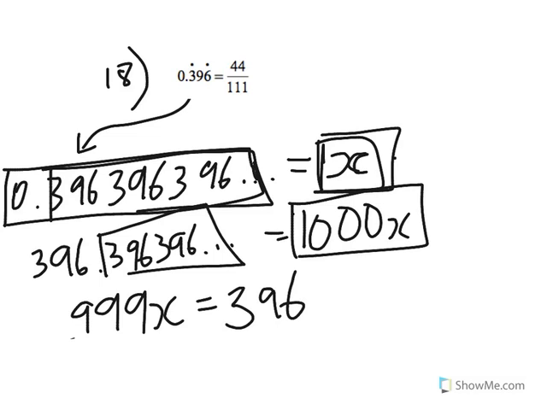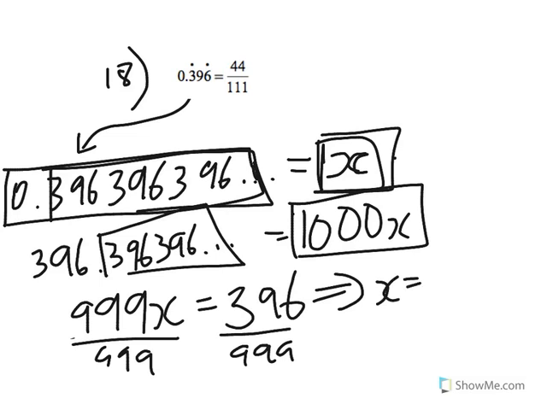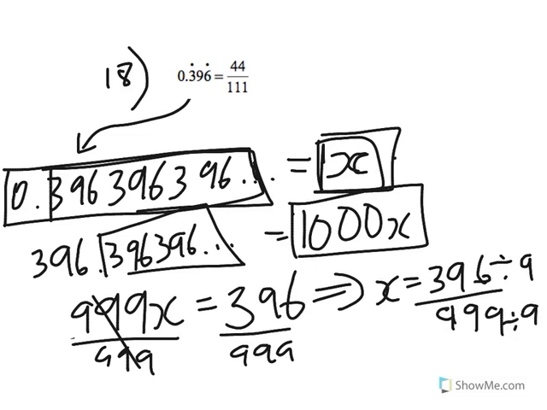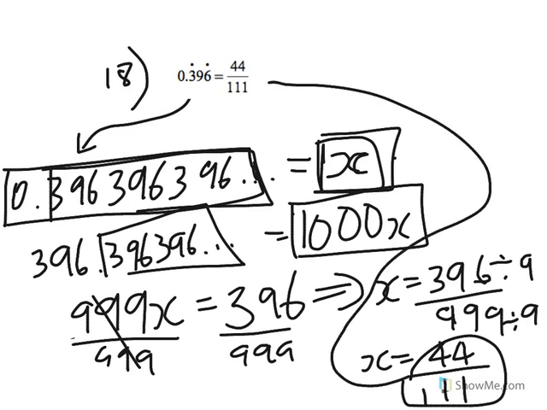Now, if I divide both sides by 999, x is going to be equal to 396 over 999. Now, if I divide both top and bottom by 9, you're going to get x is equal to 44 over 111. And this fraction actually proves that the recurring decimal is equal to that fraction.